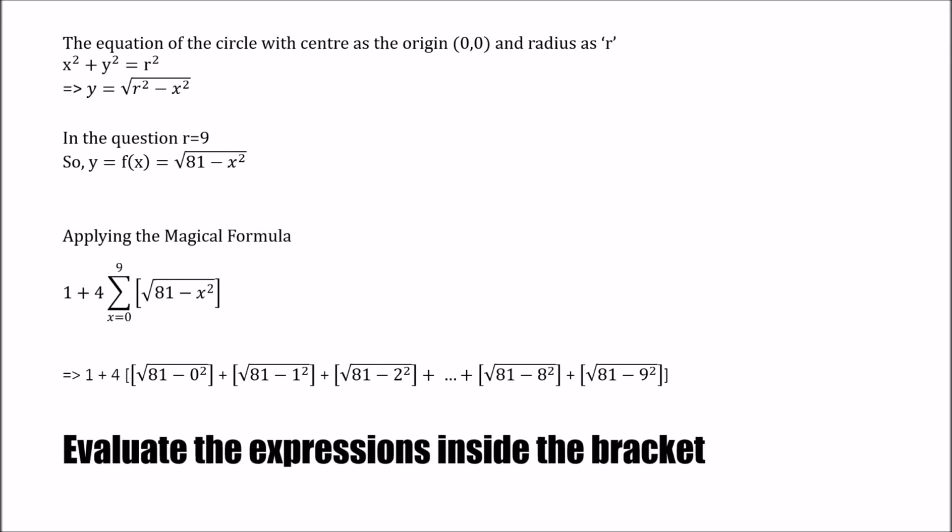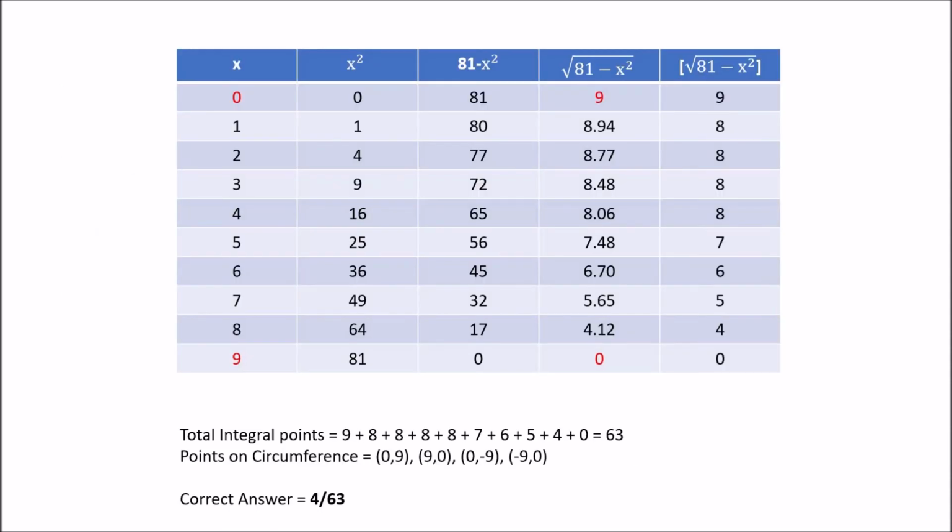Now all we have to do is to evaluate the expressions inside the bracket. Let us do it. So here there is a table. In the first column we have the values of x from 0 to 9. In the second column the values of x square are there. In the third column we have 81 minus x square, the difference. And then we have square root of whatever is there in the third column. And then we'll take the integral part in the fifth column. For example, looking at the first row, x is 0, x square is 0, 81 minus x square will be 81, and square root of 81 minus x square will be 9, and the integral part will be 9 only.